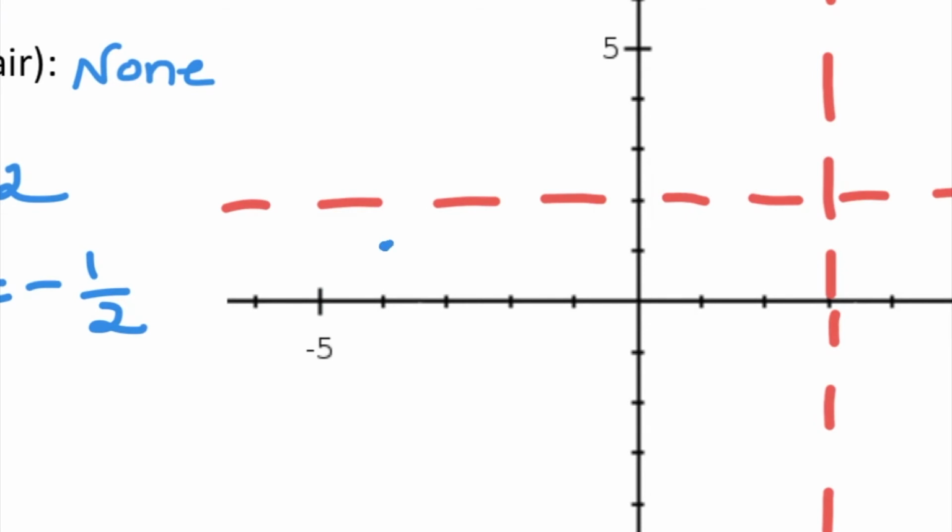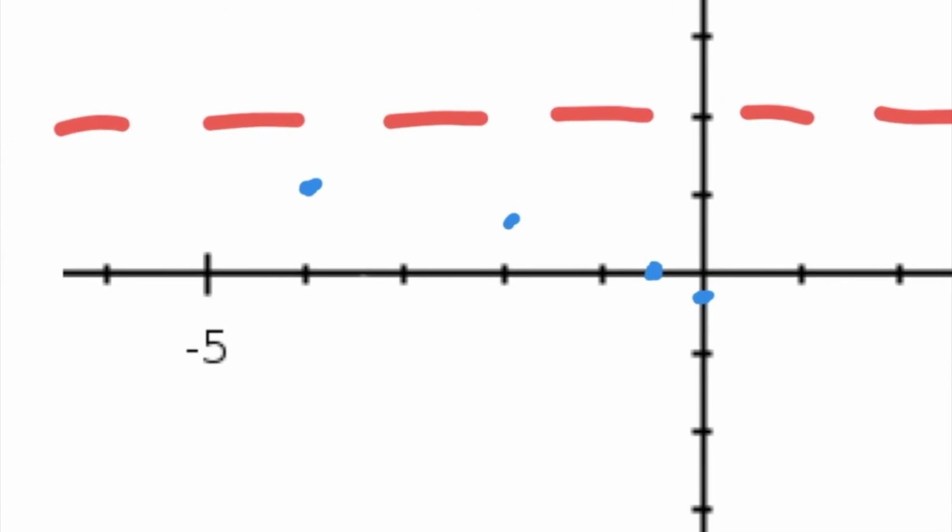And then how about at -2, the graph is 0.6. So that's really about here. And then I do want you to graph the x-intercept, which is -0.5, and the y-intercept, which is -1/3.